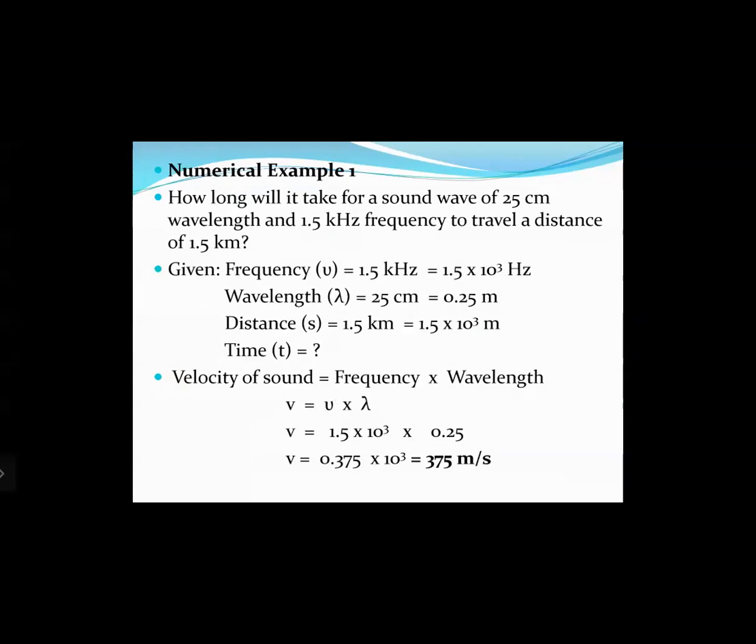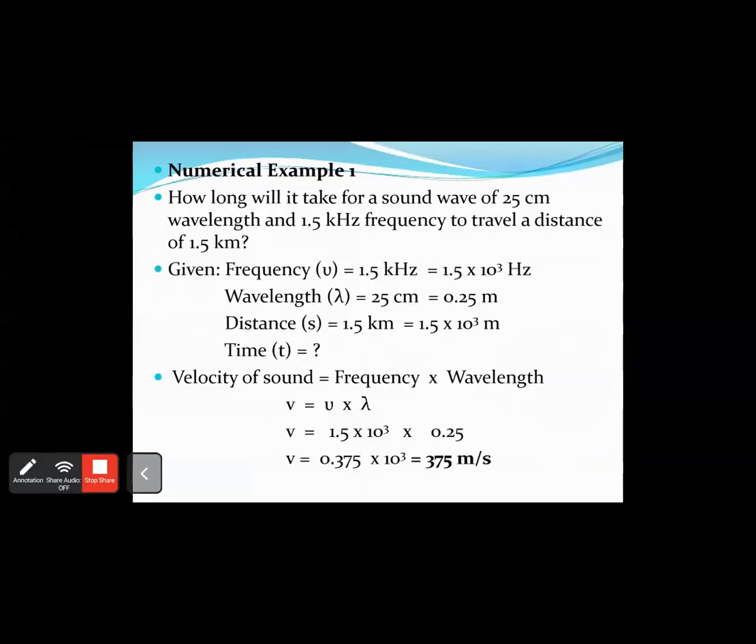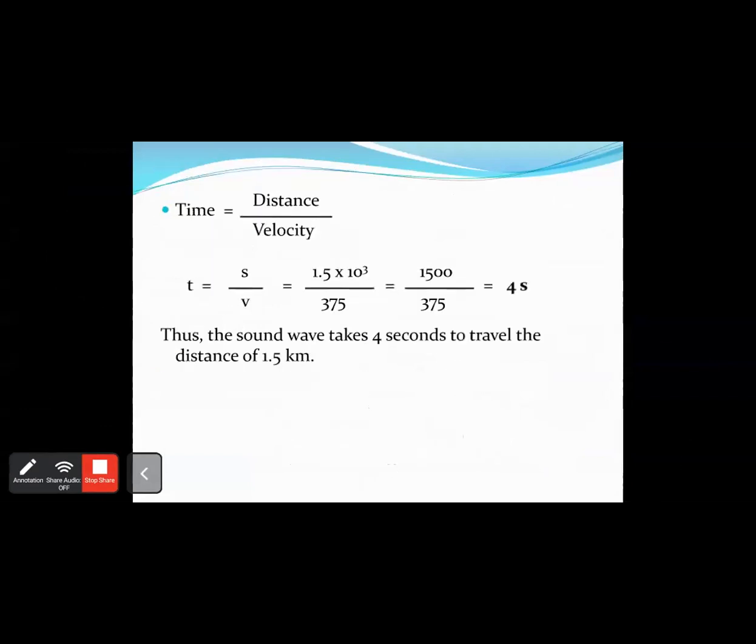Once we get the velocity, we can calculate the time. Let us see. We know velocity equals distance upon time, right? So we can write time is equal to distance upon velocity. So time t equals s upon v, right? Now the distance traveled we have taken as 1.5 kilometers, that is 1.5 into 10 raised to 3 meters. So we can substitute it here.